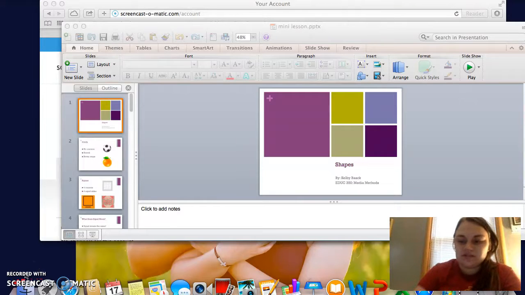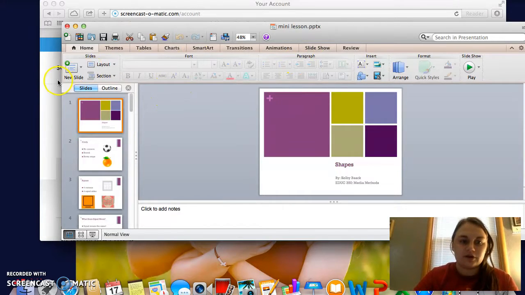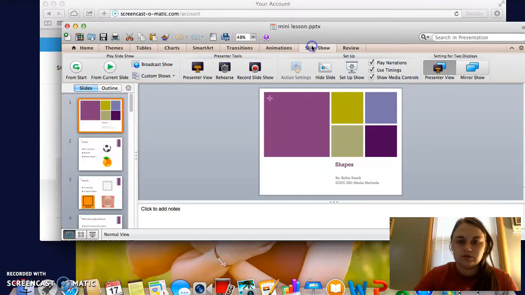Alright guys, for this week's assignment, I did my mini lesson over shapes. This would probably be geared toward more preschool, kindergarten, or first graders.